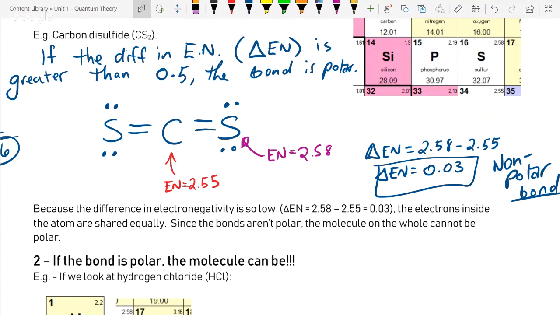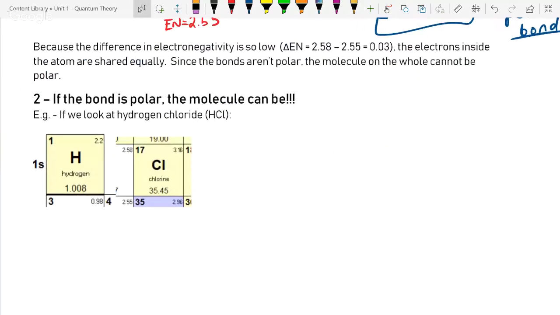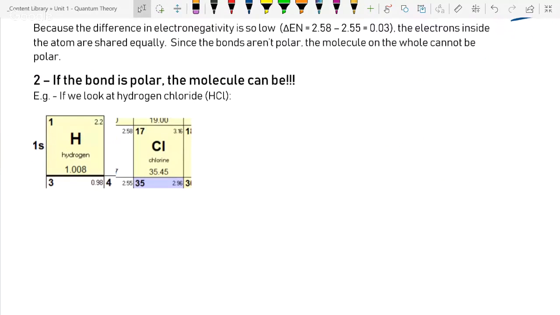So this whole lesson is going to be about figuring out if a molecule is polar. And the first thing you have to check is if the bonds inside that molecule are polar. Does that make sense? And in this case, they would have incredibly low polarity, 0.03. On the other hand, if the bond is polar, the molecule can be polar.